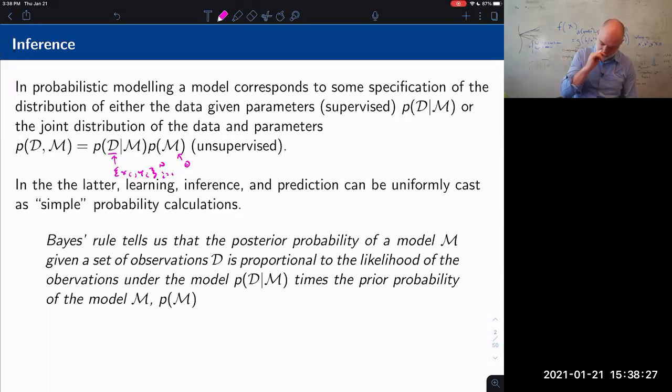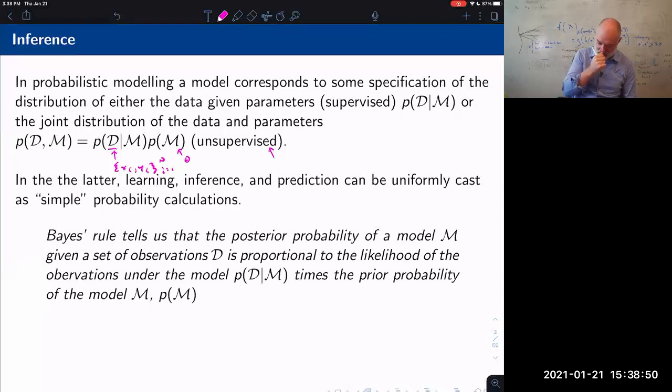But in particular, when we think about this particular form, learning, inference, and prediction can uniformly be cast as simple, in scare quotes, probability calculations. We know Bayes' rule tells us the probability of a model given a set of observations is proportional to the likelihood of the observations under the model, that's P of D given M, times the prior probability of the model, which is P of M.